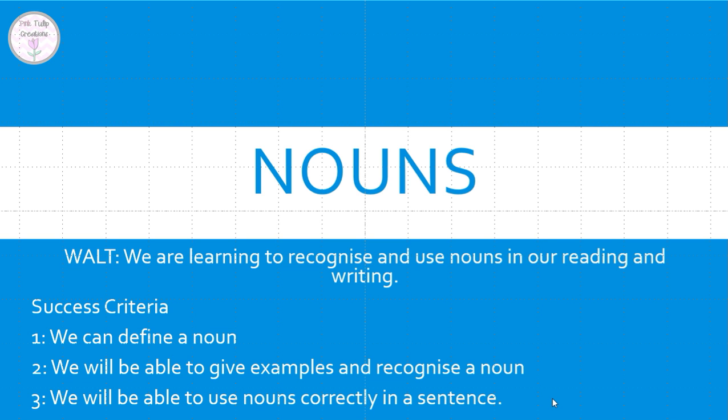And our third success criteria is that you will be able to use nouns correctly in a sentence. So to practice that, we'll probably get you guys to write some sentences and underline the noun in them so that we know that you know what the noun is in your sentence.